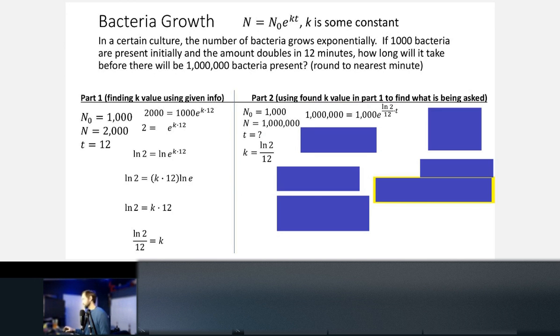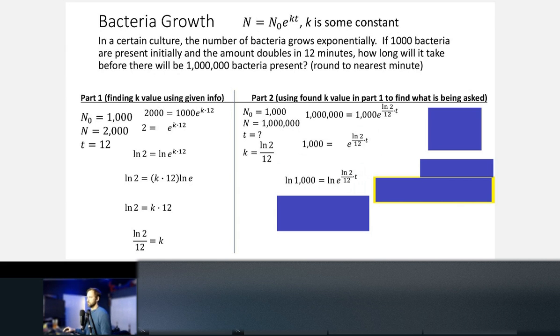And let's solve it. Yeah, it's already kind of late. Divide by 1,000 on both sides. 1,000,000 divided by 1,000 is 1,000. Natural log both sides. Move the exponent in front.